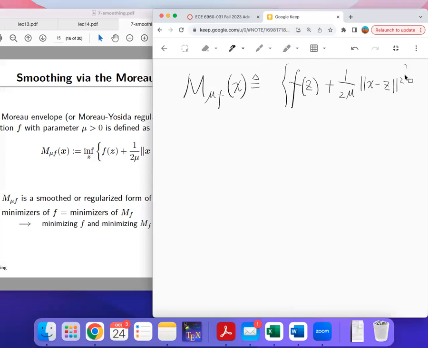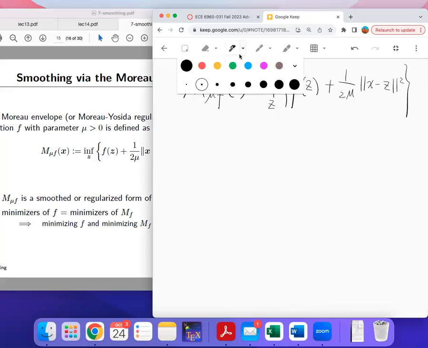And then I consider the infimum value. So I take the infimum over z. Okay, you can understand it as a minimum value. So this x is given. x is fixed, it is the input parameter. Given x, we can consider such an optimization problem.